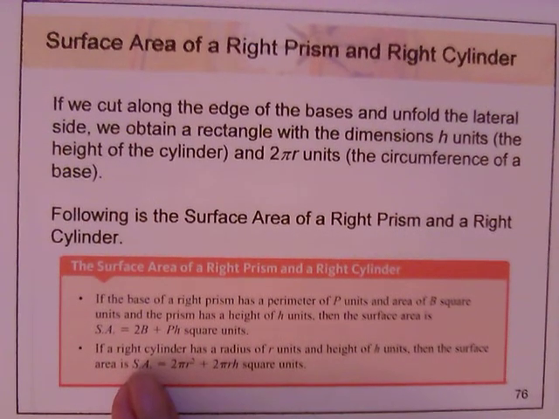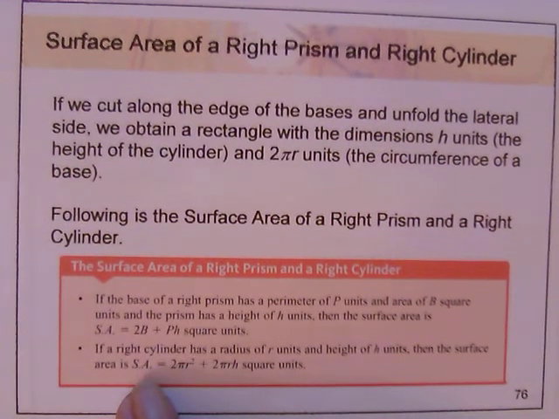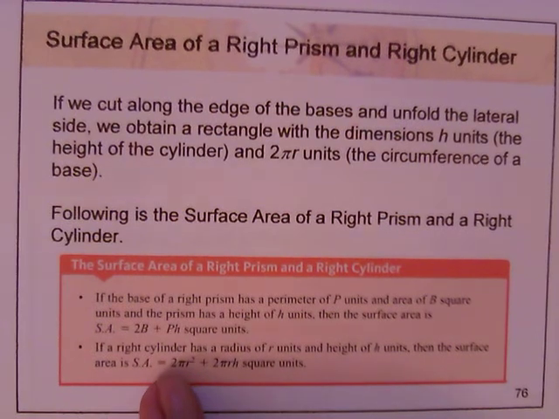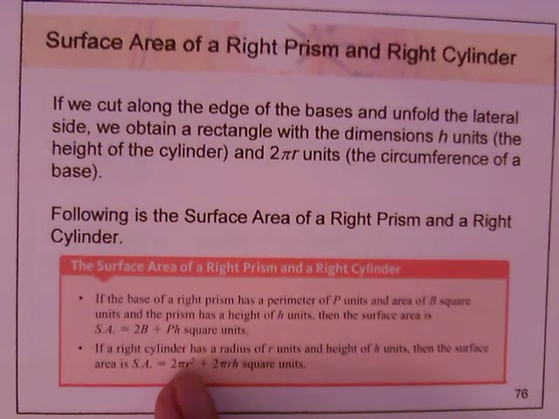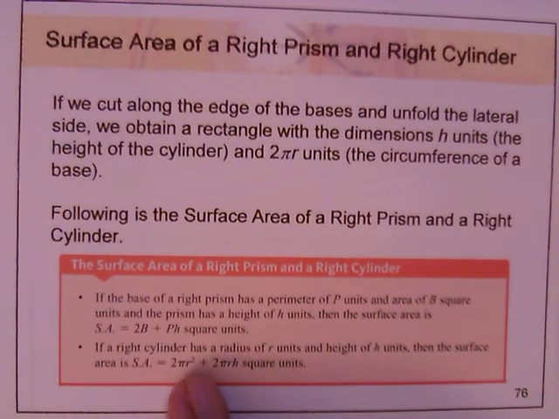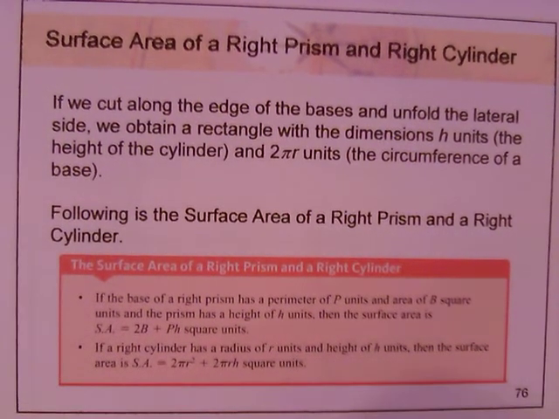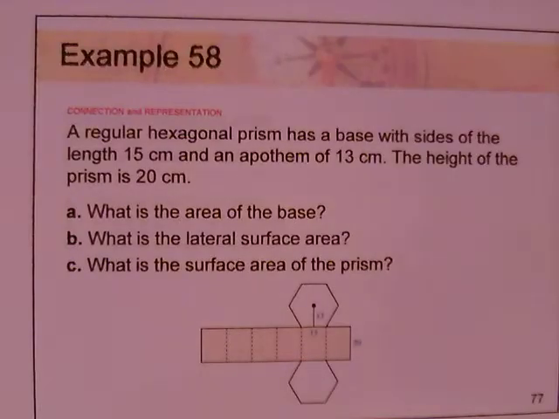And if a right cylinder has a radius of r units and a height of h units, the surface area is SA = 2 pi r squared, which represents the area of the two circles, one on top and one on the bottom, plus 2 pi r h, which is the lateral surface area. That answer will be in square units. So take a look at example 58.